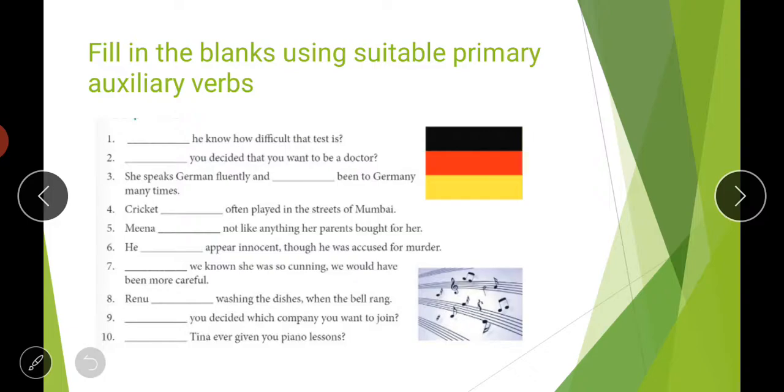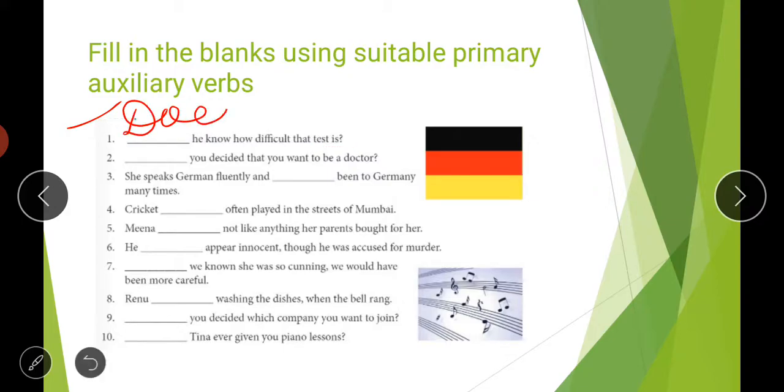So the first blank is: does she know how difficult that test is? If you look at the structure of the sentence, no doubt we are asking a question. We are talking about the present. Test is given, because we know we use is for the present, was and were for the past. So we are making a question. For the present we use the word does. We will write the word does here. So does is the right answer.